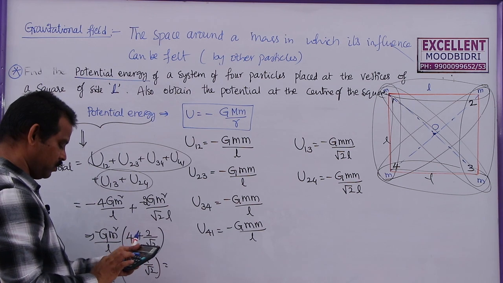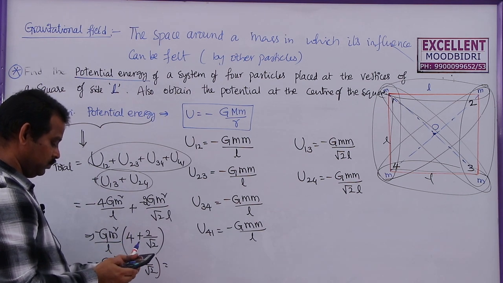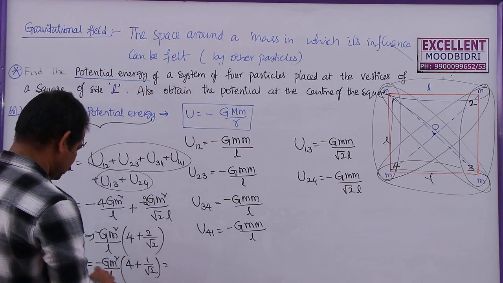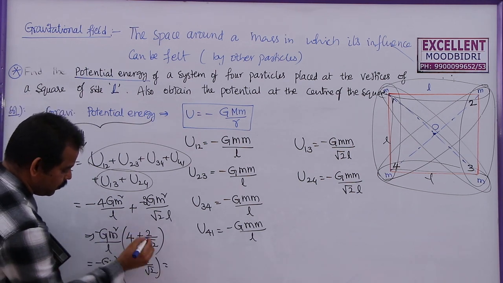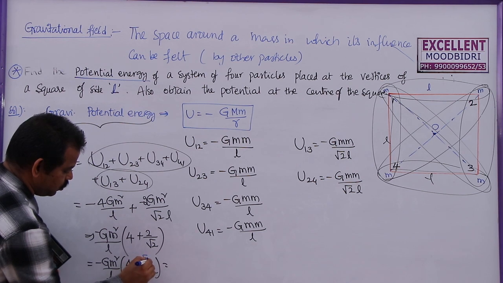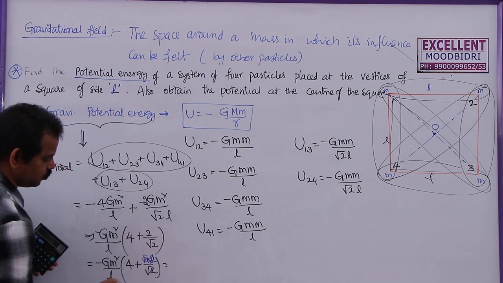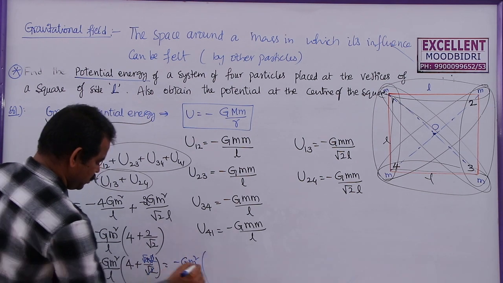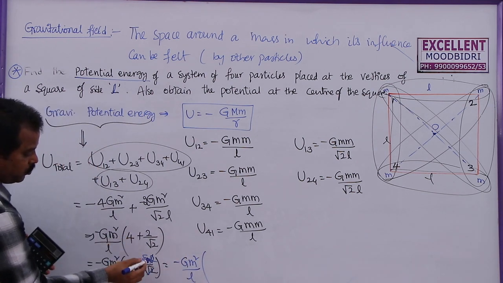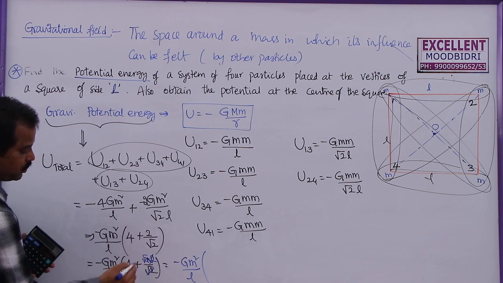1 divided by, this is 0.707. So, sorry, this is root 2, which can be written as root 2 into root 2. These two cancel root 2. So, this will become minus Gm square by L. This 2 can be written as root 2 into root 2. Root 2 gets cancelled. This is 4 plus root 2.